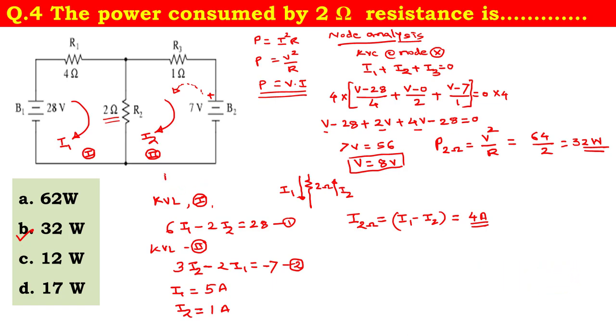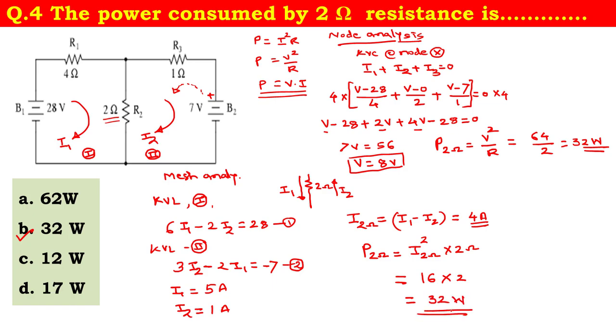The method we have used is the mesh analysis. Now the power consumed by 2 ohm. The formula I will use is I2ohm square multiplied by 2 ohm. Okay, so power is current square into resistance. So I2ohm is 4, so 4 square is 16, into resistance 2. This is equal to 32 watts.